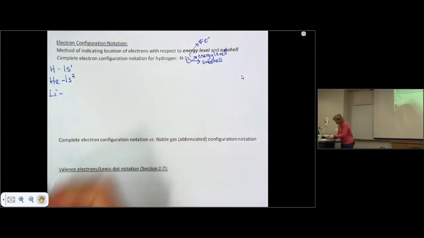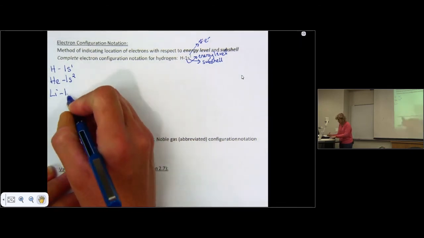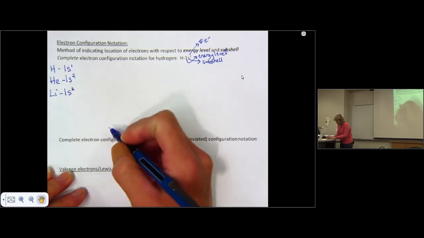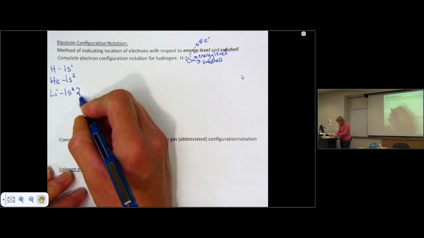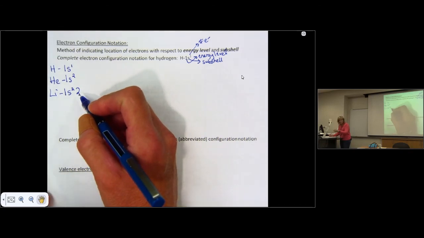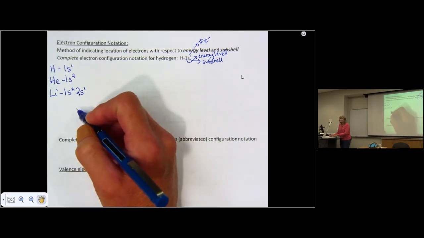Lithium has a total of how many electrons? 3. In order to get to the second energy level, where do you have to pass through? The first energy level. And most of the time, you'll fill up that energy level before you get to an outer energy level. So we put 2 of lithium's electrons in the first energy level, s subshell. But then where is the last electron? Second energy level, but look where it is. What subshell? It's still an s. Is this the same s? It's a different s. Why? Because it's in a different energy level.